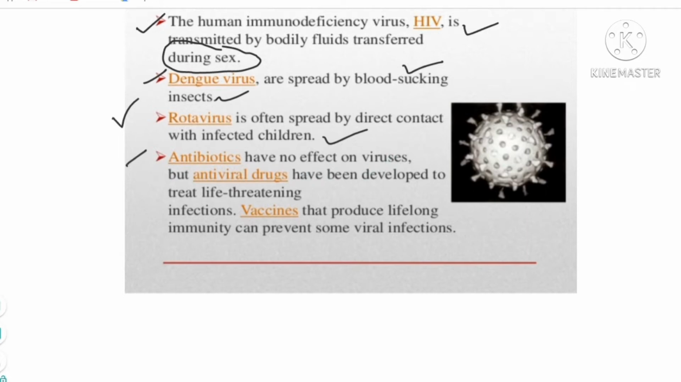Antibiotics have no effect on the virus. This is an important point about the virus. These antibiotics have no effect on the virus. But antiviral drugs have been developed to treat life-threatening infections. That's vaccines. So what's a vaccine?